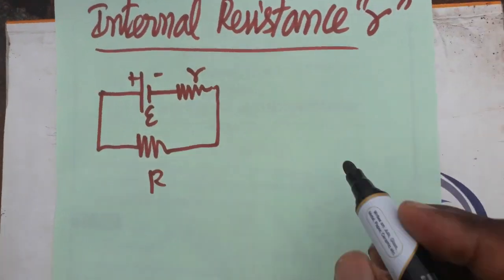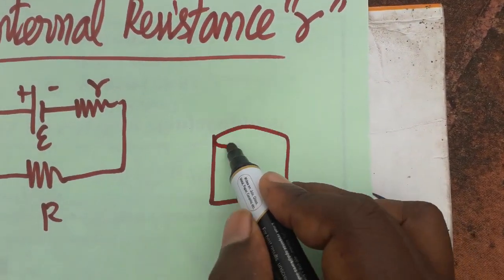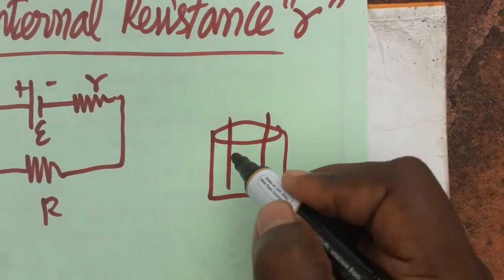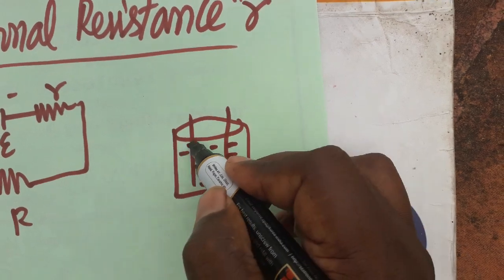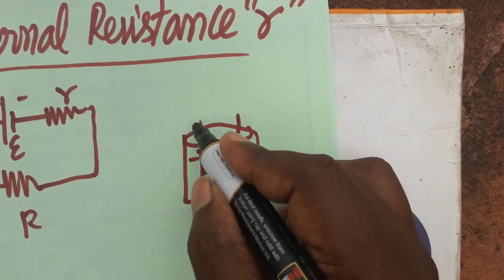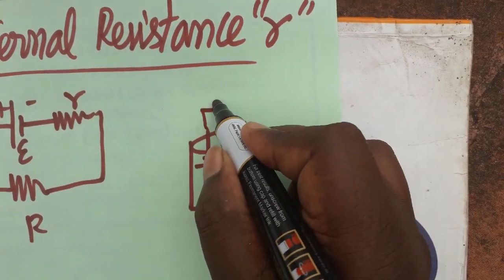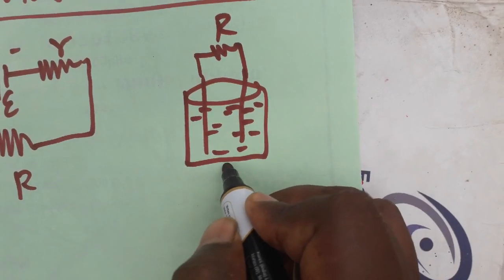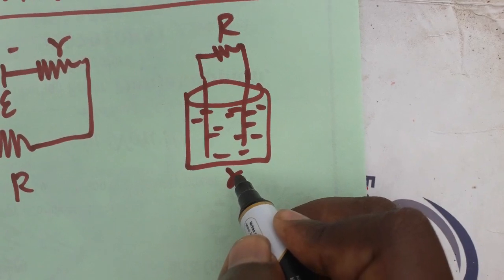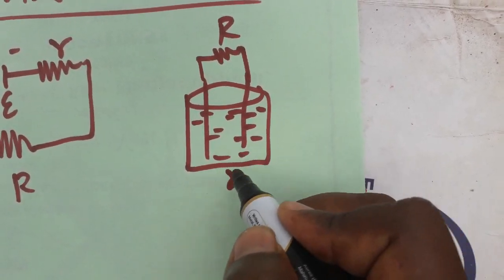I will show this with a liquid. In the liquid we have two rods, the electrodes. The liquid, the solution, is the chemical energy source, which we can call the electrolyte. This rod we can call an electrode. The external resistance I have connected here, capital R. Because of the liquid, the electrolyte, internal resistance will be created.